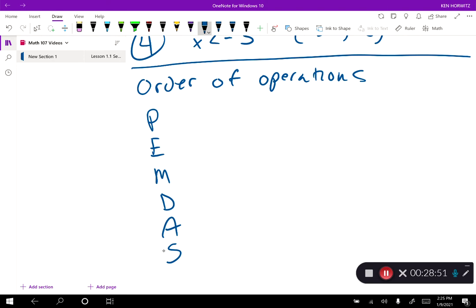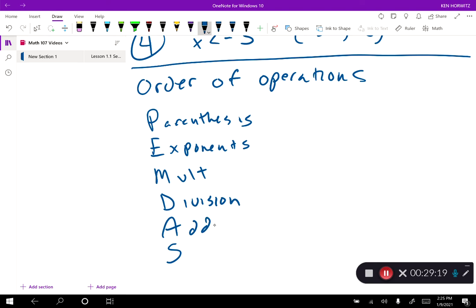PEMDAS is the memory device, and each letter stands for a step. First is parentheses. Next is exponents, then multiplication. After multiplication is division, then addition, then subtraction.